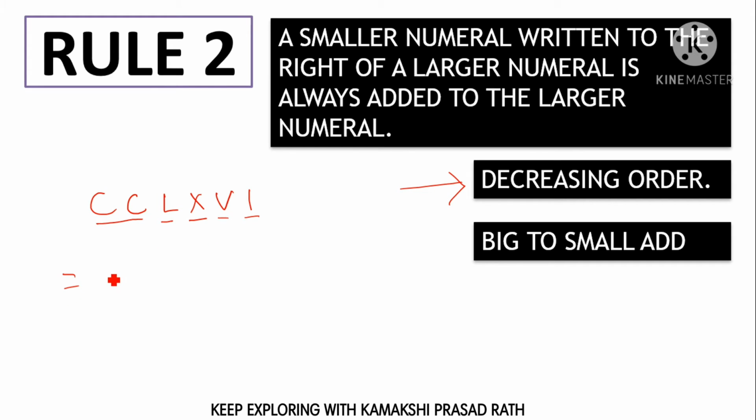So CC becomes 200, L becomes 50, X is 10, V is 5 and I is 1. So it becomes 266. So in this way we can add them. So remember, we should add the numerals only when they are in the decreasing order, big to small. Let's move on with the next rule.